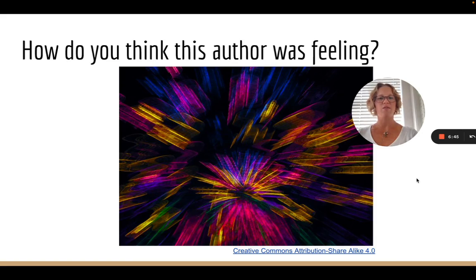This one has lots of dark colors with like bright lights coming through. So how do you think this artist was feeling? Were they feeling happy, sad, angry, excited? There's other emotions other than happy, sad, and angry. Maybe they were excited. Maybe they were feeling, I don't know, what's another feeling that you can think of?